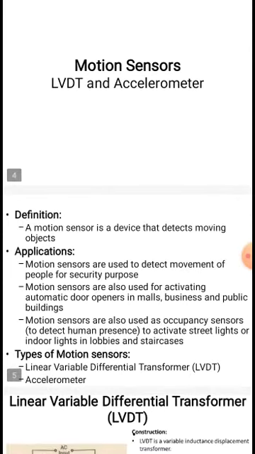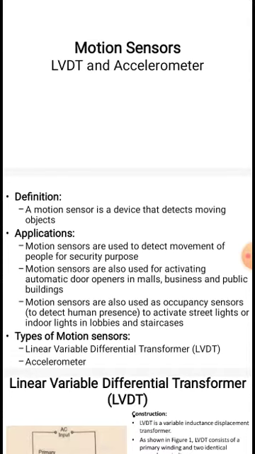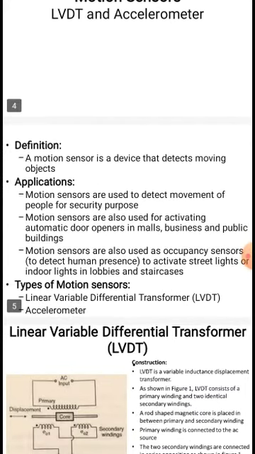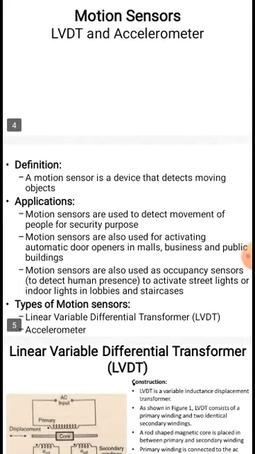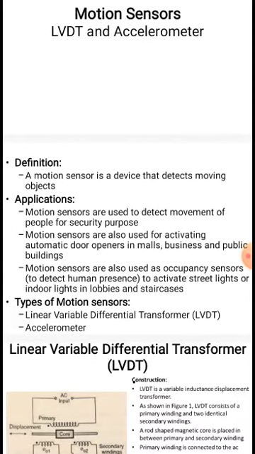The next topic is the motion sensor. A motion sensor measures movement in general. The LVDT and accelerometer are the popular motion sensors used in this field. What is the definition of a motion sensor? A motion sensor is a device that detects a moving object. Very important is how to measure the RPM of a motor. Here we set up the setup to measure the actual movement in terms of RPM.